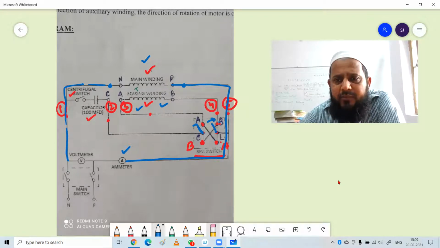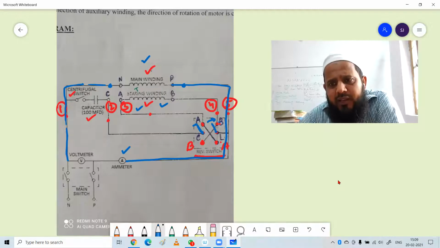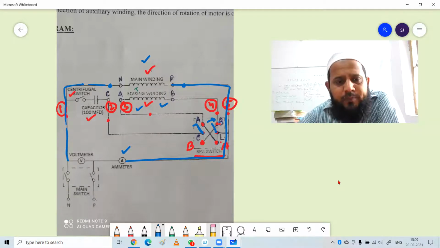Starting current हमने एमीटर से लिया है, और मेन करंट जो है क्योंकि वो थोड़ा सा कम हो जाता है because we are running the motor at no load, so it is below 1 ampere, about 1 ampere, so we measure it with the help of contactor.